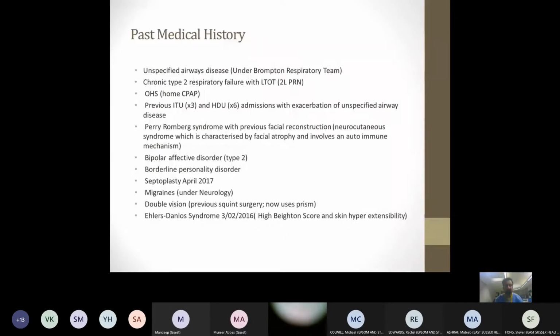This patient's past medical history includes unspecified airway disease, for which she was under respiratory care, chronic respiratory failure, obesity, hyperventilation syndrome, previous facial reconstruction, bipolar affective disorder, borderline personality disorder, migraines, and Ehlers-Danlos syndrome, diagnosed in 2016 on the basis of a high Beighton score and skin hyperextensibility.